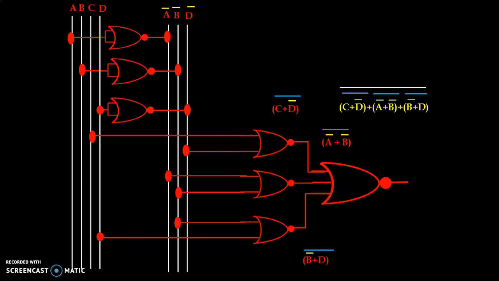So this way we can convert any logic circuit which is in POS form using only NOR gates. If the switching function is not in POS form, then first we have to convert the switching function into POS form, and then we can apply the implementation using only NOR gates.